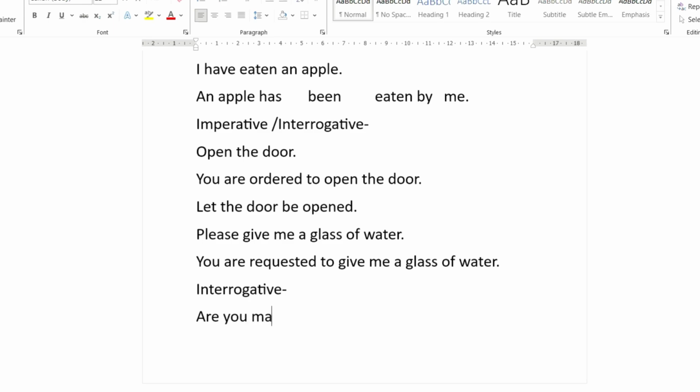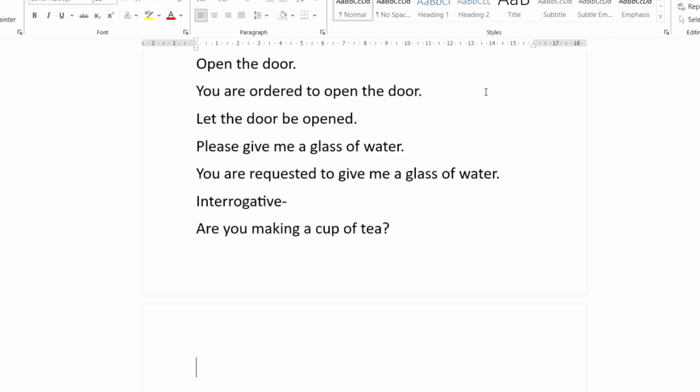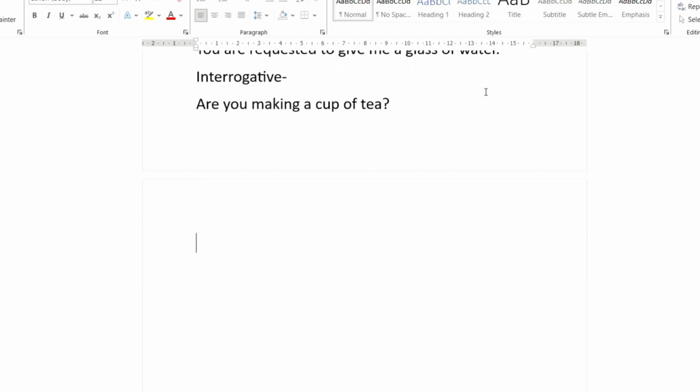Are you making a cup of tea? Suppose. Now, as I told you, these sentences always begin with a helping verb. So forget about the helping verb. Let's do the other things. First of all, what is your subject and the object? You and a cup of tea. So first, a cup of tea will come in front. Then you will go at the last.